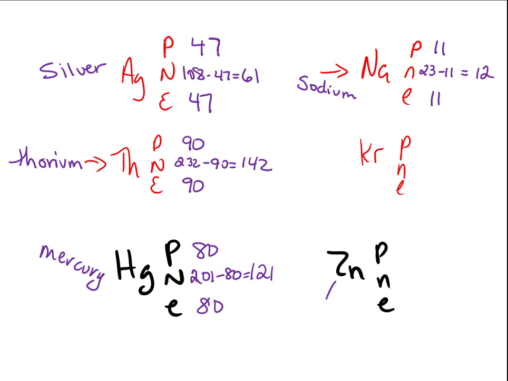What is Zn? Zinc. And that's atomic number 30. So that means 30 protons and 30 electrons. Positive protons equals negative electrons. And how many neutrons? 35. It took 65 minus 30 to get 35 as that answer.